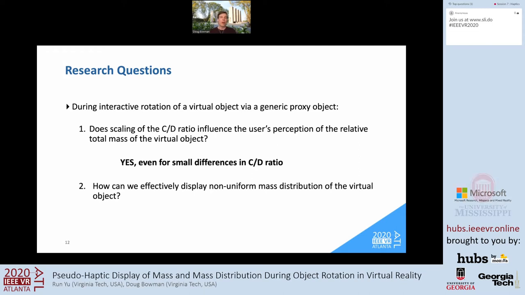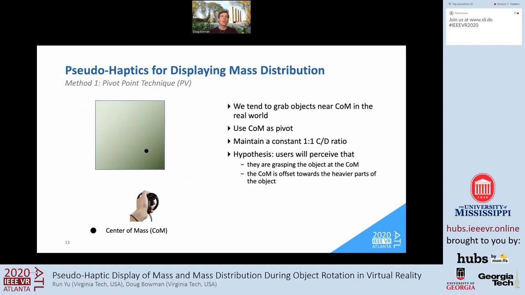So moving on to the harder question now, how can we display non-uniform mass distribution of the virtual object? So we actually developed 2 techniques for this. The first is called the pivot point technique. And this is based on the observation that when we grab objects in the real world, we typically tend to grab them near the center of mass, if we can perceive that before picking it up, because then the object is balanced in our hands. So we took advantage of this in the technique and just decided that wherever the user picked up the object, we would just use the center of mass as a pivot point and maintain a constant 1-to-1 CD ratio otherwise.